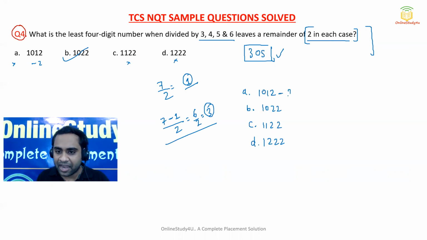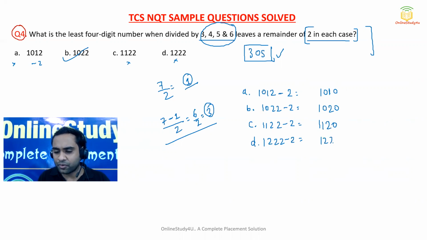So if I subtract 2 from the option, then definitely the correct option will be divisible by 3, 4, 5 and 6. Now if I subtract, it will be 1010, 1020, 1120 and 1220. Now it is divisible by 3, 4, 5 and 6.